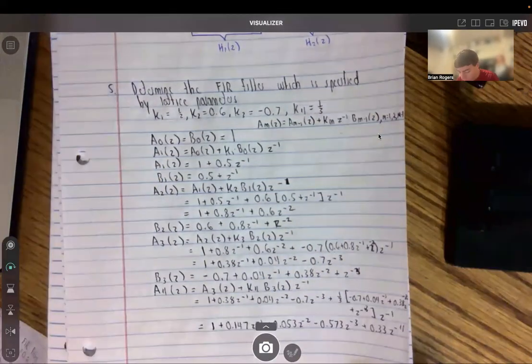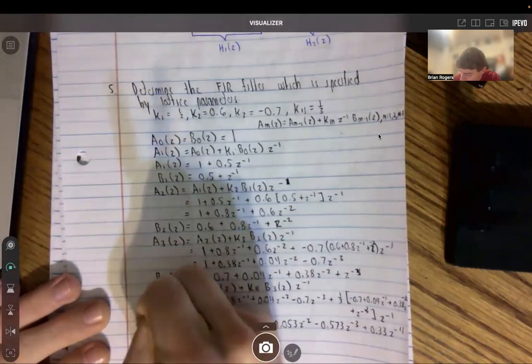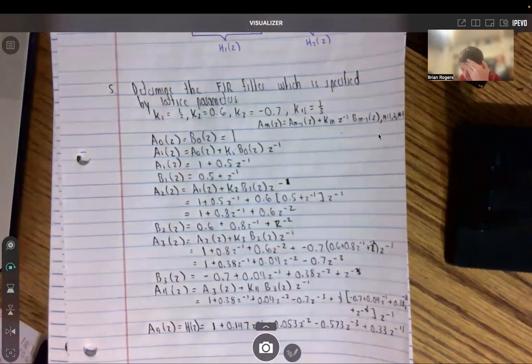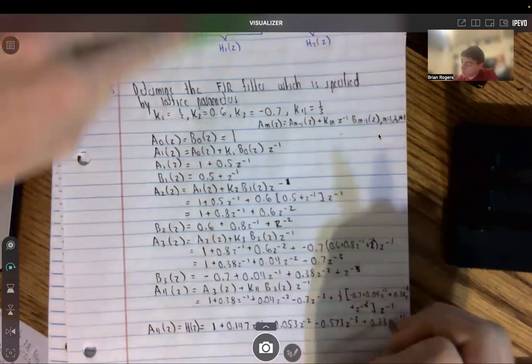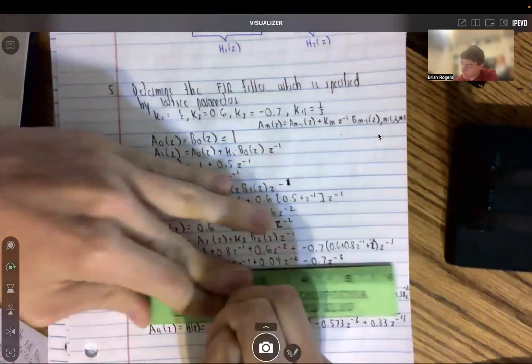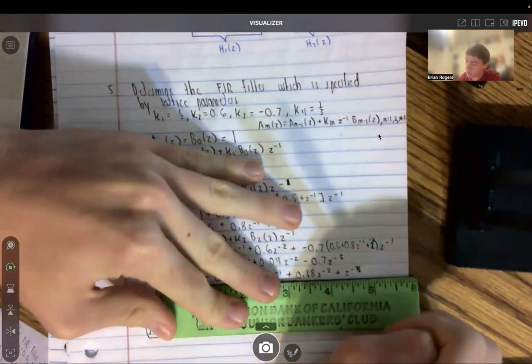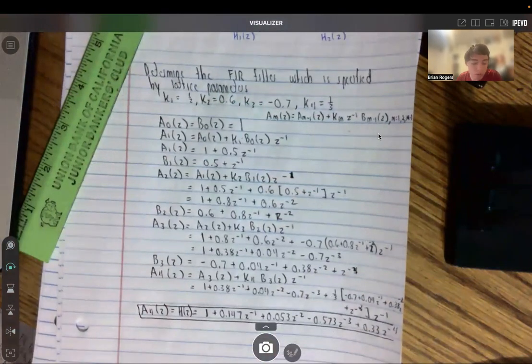Okay, so now that you have your A4 term, your A4 of z is going to equal your H of z term, your transfer function. So that would be your answer for this question. It would be given by your transfer function. So that would be the FIR filter that you need to design. So that pretty much gives you a little run through of knowing what you're going to have.